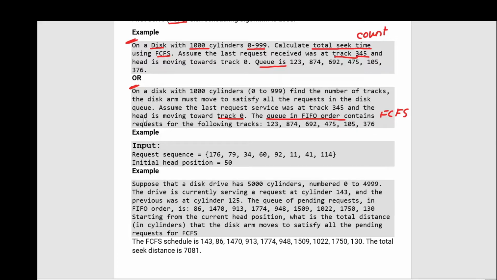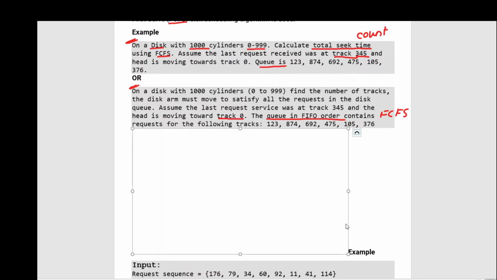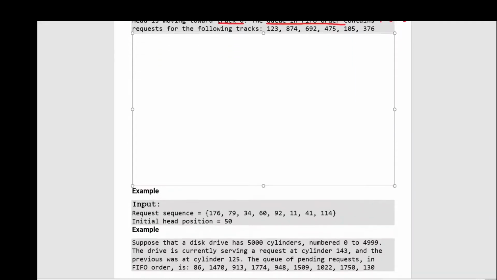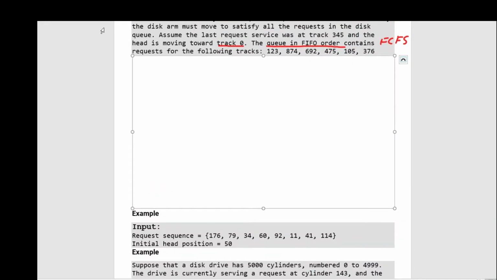Now let us try to find the solution for this numerical. It's very easy. Let us see. First step, arrange all given tracks in ascending order.